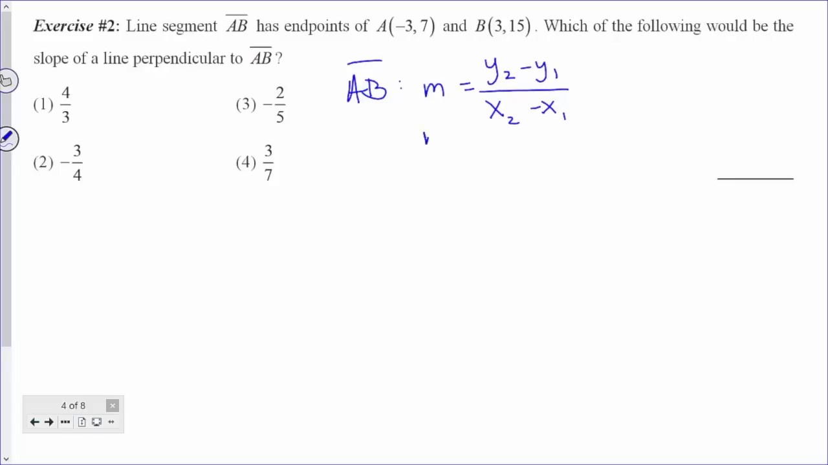So for AB, whoops, let me move that m a little bit farther down. For AB, I can say that the slope is 15 minus 7 in the numerator. Watch out in the denominator, that's going to be 3 minus a -3. So we'll have 8/6, and it's always a good idea when you can to reduce a slope. So the slope of AB is 4/3.